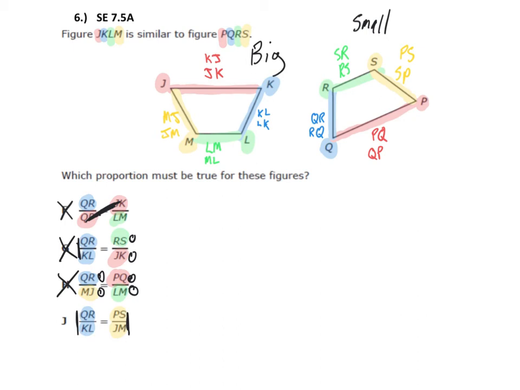Okay. So we got QR is going to be right here in the small. We got KL in the big. So PS is going to be in the small, JM in the big. So J is our answer.